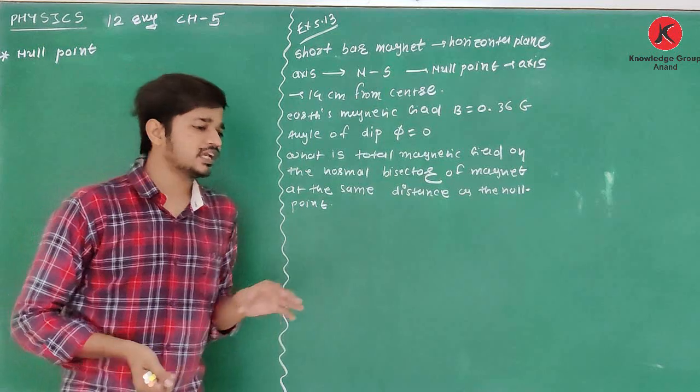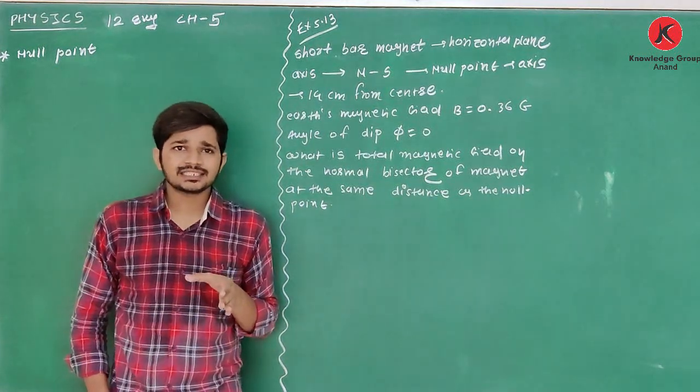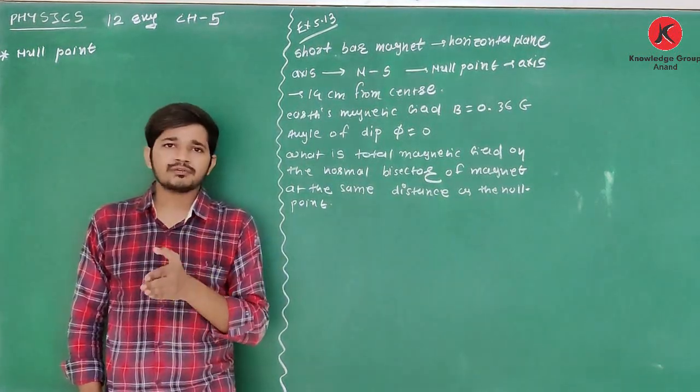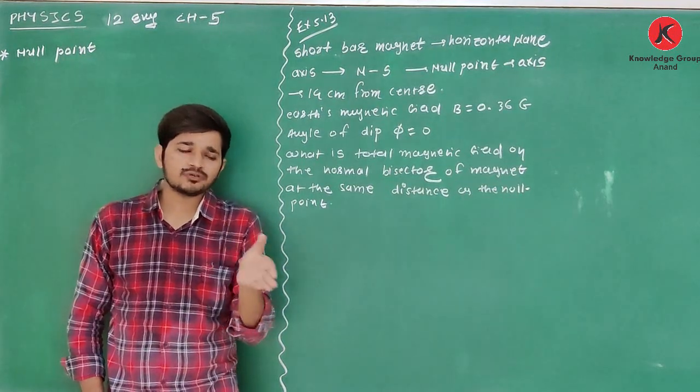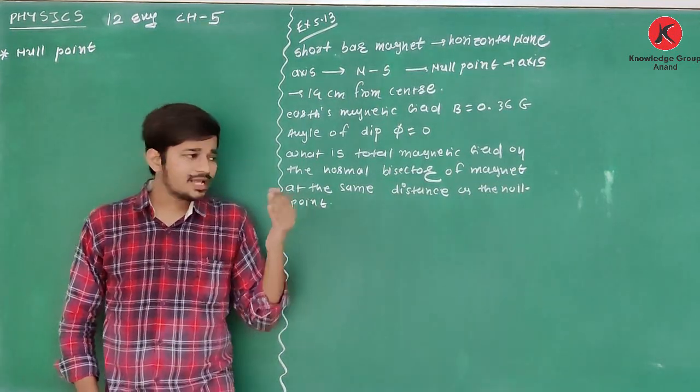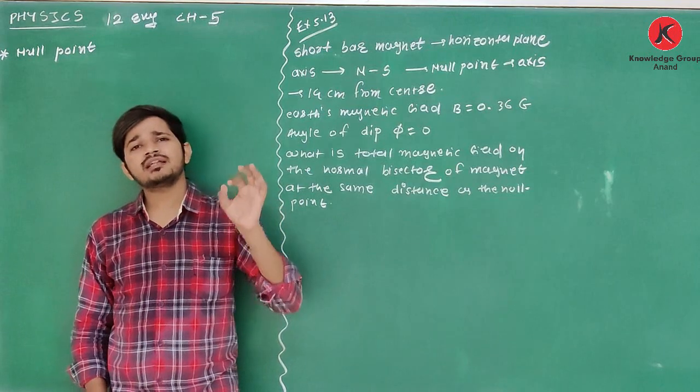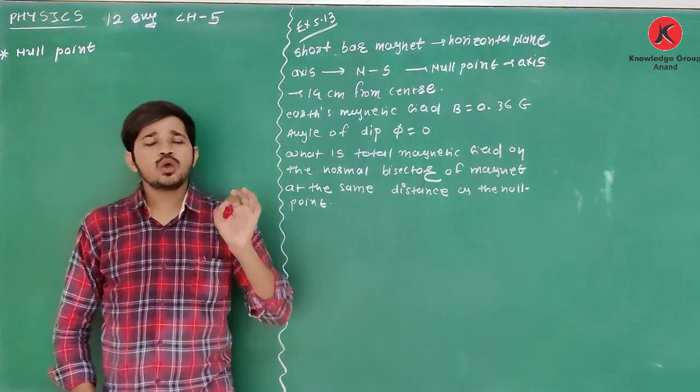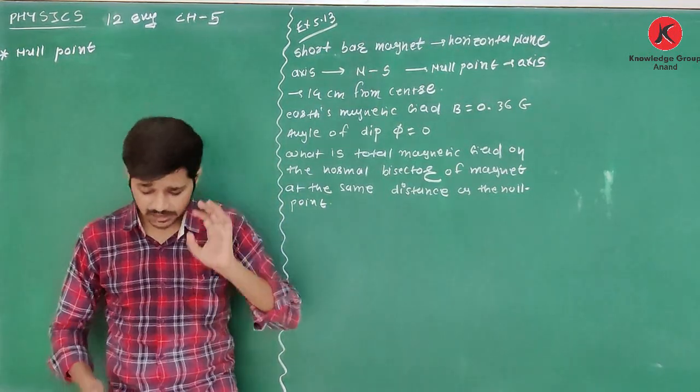Null point means something is zero at that point. Null point in case of electric field means electric field is zero. Null point in case of current means current is zero at that point. So what is null point here? It means where the resultant magnetic field becomes zero.